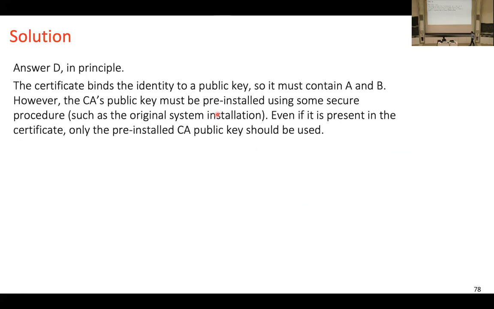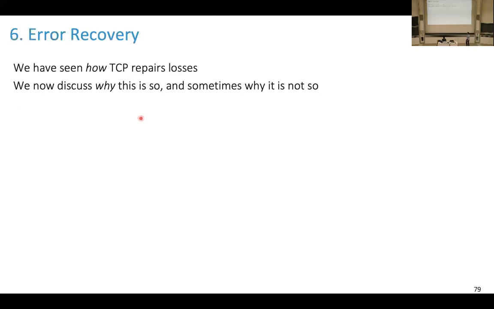So yes, we need to be aware that the certification authority public keys are present at the beginning inside your computer or inside your web browser, and you need to be aware that the original system installation was good and there is no breach of security. So that's all for today for TCP. There is another part on TCP performance and TCP optimization, but it's not something which is critical.